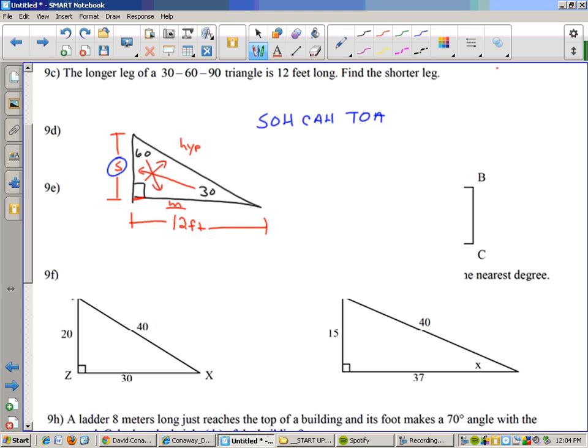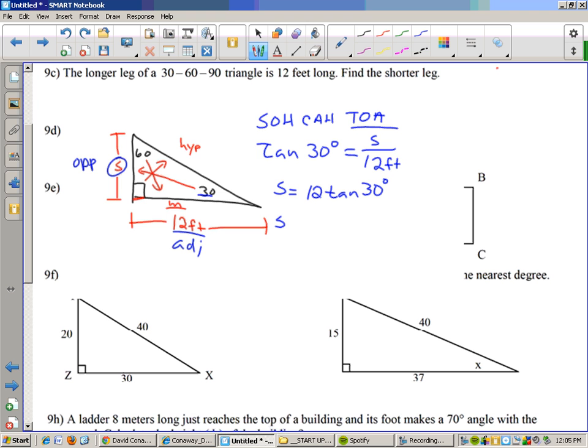I got an S, which is opposite of my 30. I've got a 12, which is adjacent to my 30. So I'm going to use TOA for opposite and adjacent. So I'm going to say tangent of 30 degrees equals opposite, which is S, over adjacent, which is 12 feet. Multiply both sides by 12 feet, and I'm going to get S is equal to 12 tan 30 degrees.